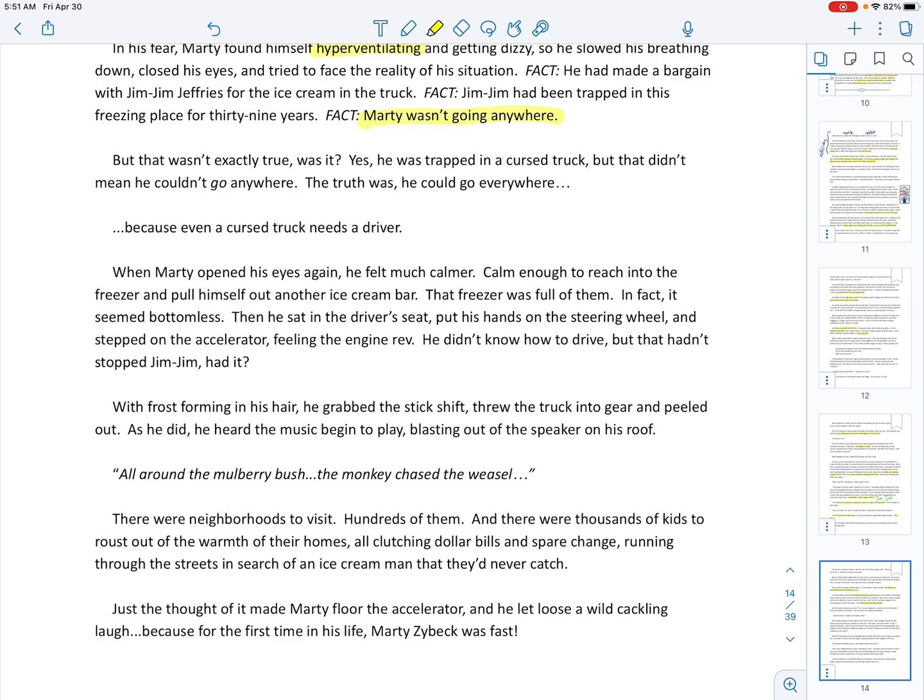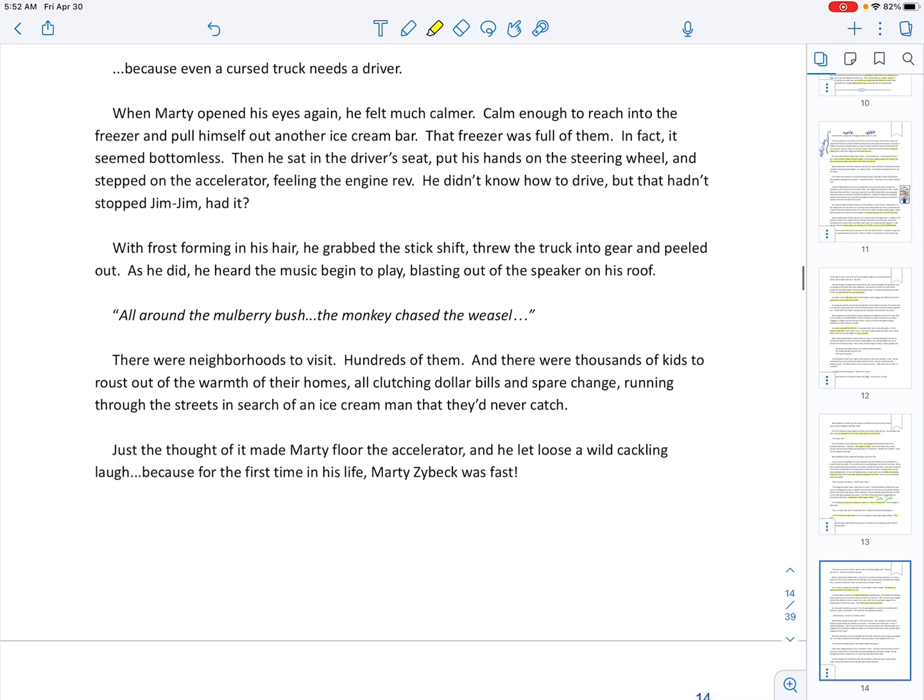Then he sat in the driver's seat, put his hands on the steering wheel, and stepped on the accelerator, feeling the engine rev. He didn't know how to drive, but that hadn't stopped Jim Jim, had it? With frost forming in his hair, he grabbed the stick shift, threw the truck into gear, and peeled out. As he did, he heard the music begin to play, blasting out of the speaker on his roof. All around the mulberry bush, the monkey chased the weasel.